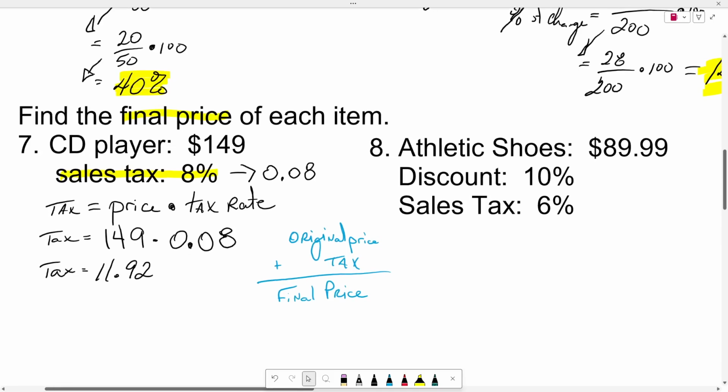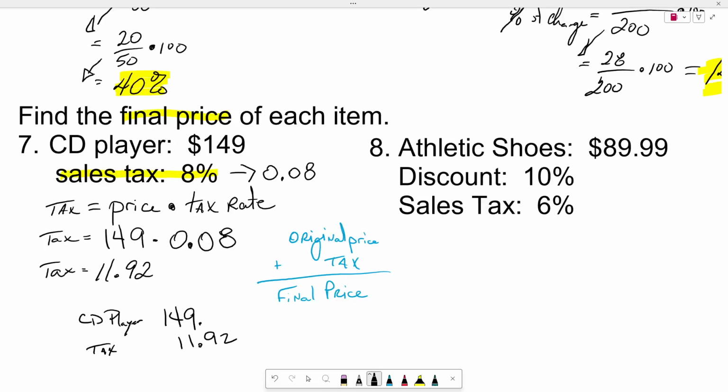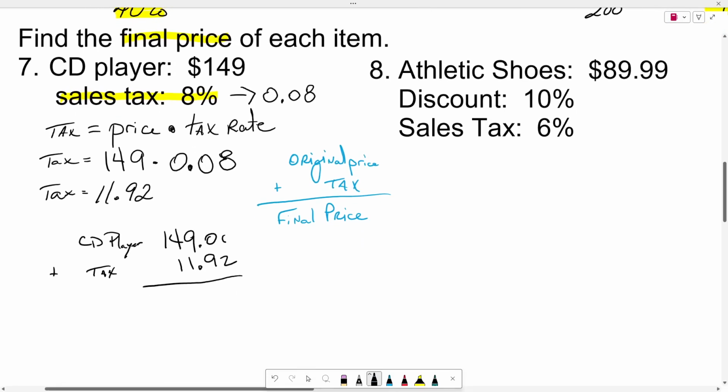Well, the original price was $149. That was my CD player. And then my sales tax, I calculated that and found that it is $11.92. Remember, when we're adding, it's always best to line up our decimals. So this is $149.00 here. Now it's just a matter of adding straight down. So I have 2, 9, and this right here is 160. So I have $160.92. That's how much I'm paying for my CD player, which apparently we are still stuck in the 1990s if we're buying CD players.